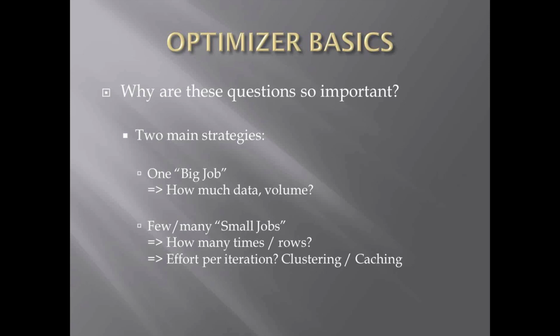But you also have the second main strategy where you might run things in an iterative fashion using a small job approach, and there it becomes crucial: how many times do you have to run this small job? And the other question is how much effort do you have per iteration? So that is basically where the how many rows, how many times, and the clustering and caching issue comes into the picture.